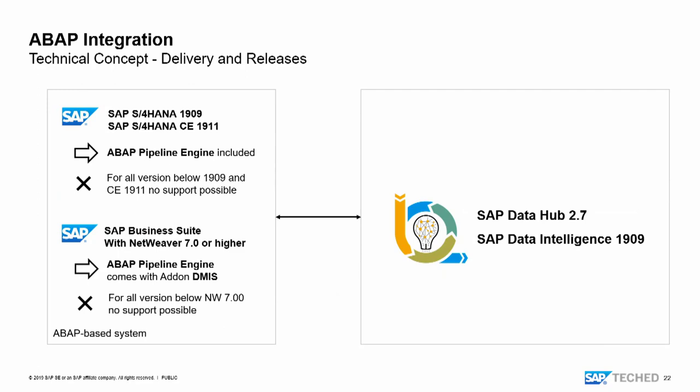Now a short introduction to how that is being shipped. So with S4HANA 1909 as well as with S4HANA Cloud 1911, the ABAP pipeline engine is included.